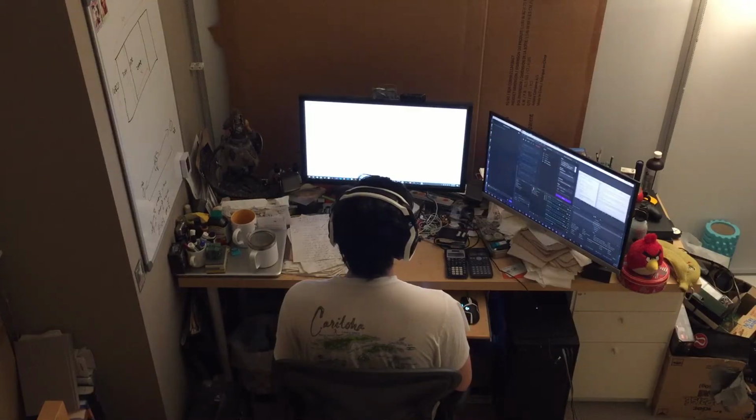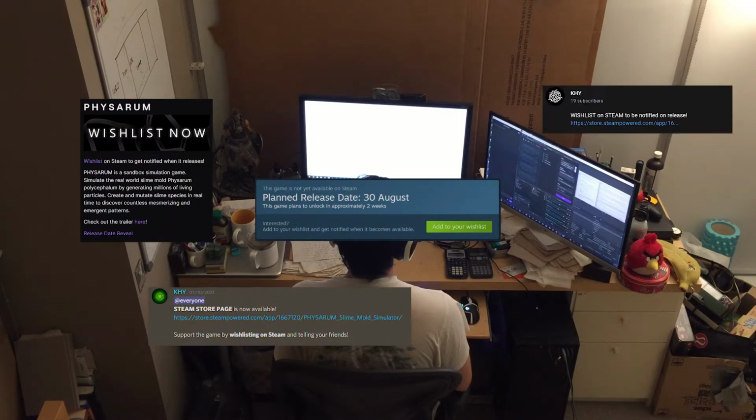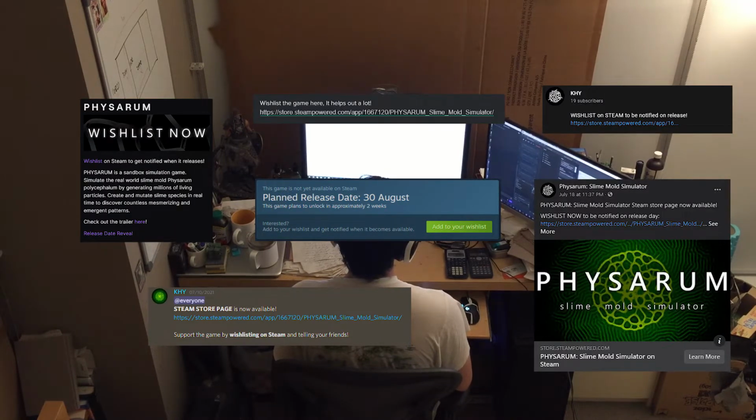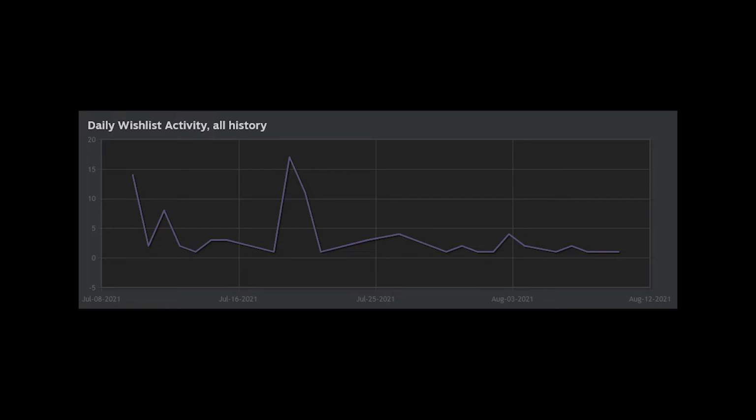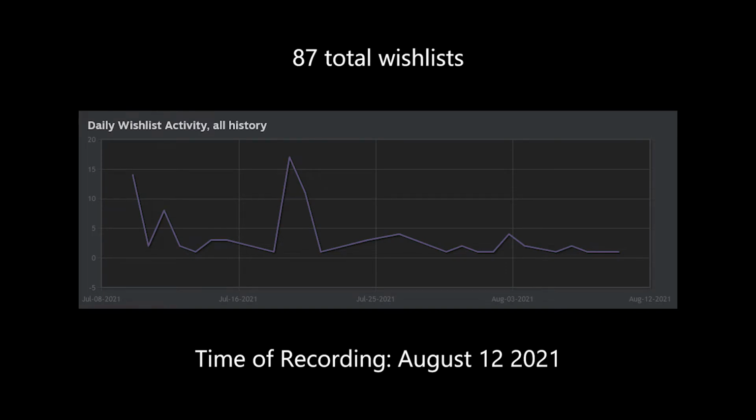So first, we gotta talk about Steam wishlists. From what I've learned, wishlists are one of the most important metrics for a game to be released on Steam. So here's a graph showing all the wishlists I've gotten since the release of my Steam page. I have 87 wishlists at the time of recording.